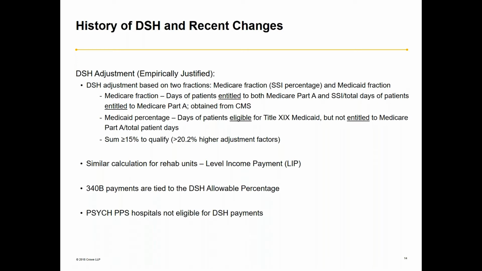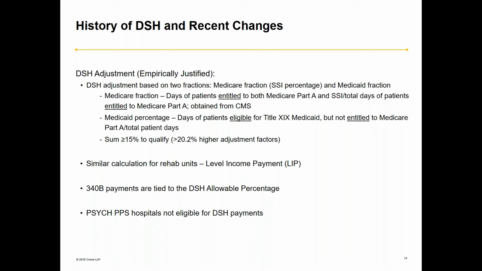So with the Medicare fraction and the Medicaid fraction, those two added up, if you're over 15%, you would qualify to receive disproportionate share payments. If you're over 20.2%, there is a higher payment that you would receive. So there are different factors included in the calculation that would allow you to receive higher DSH payments.